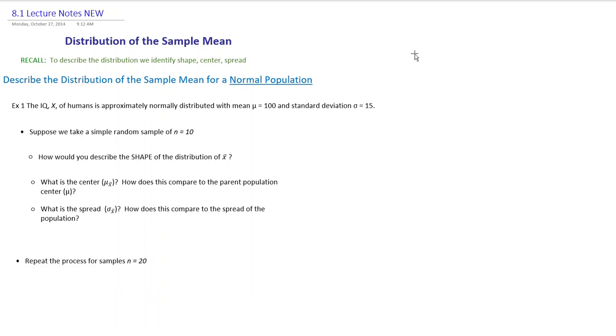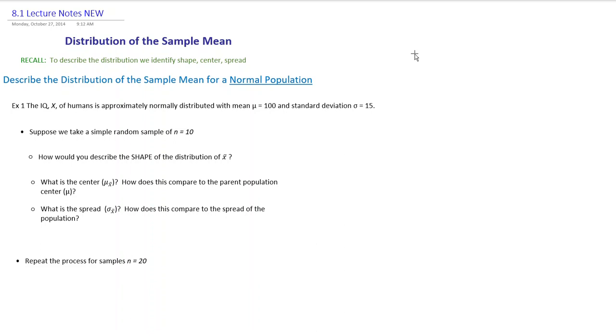In this lesson, we're going to work to understand the distribution of the sample mean. To do that, we need to remember that in order to describe our distribution of that sample mean, we're going to identify the shape, the center, as well as the spread. We're going to do that using the distribution of the sample mean that's coming from a normal population, and the example we're going to use is talking about IQ scores.